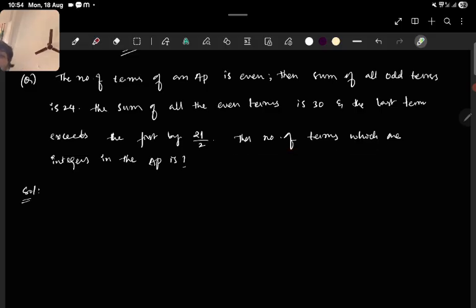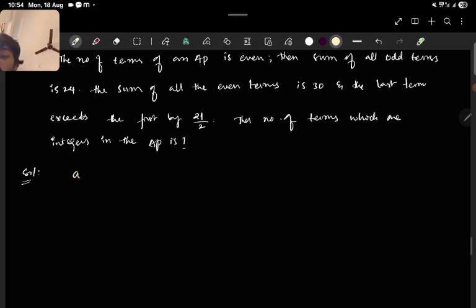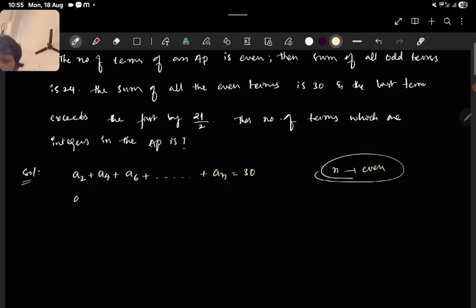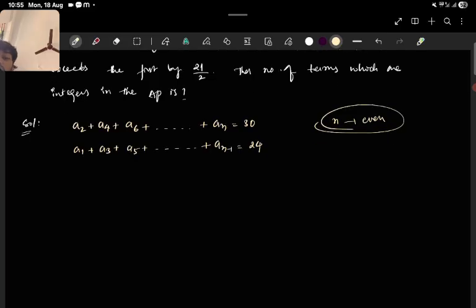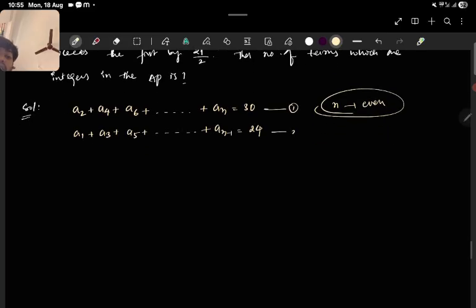Okay, clear. Now observe it. A2 plus A4 plus A6 plus so on up to AN is equal to 30, where n is even. Remember this. And A1 plus A3 plus A5 plus so on up to AN minus 1 is equal to 24. This is how they gave you the question. Let us consider this the first equation, this the second equation.